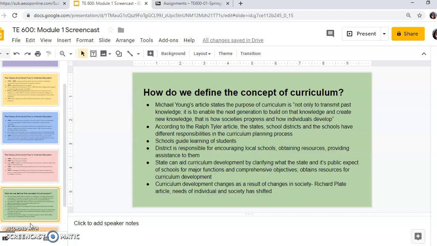Okay, we'll switch focuses now to how we define the concept of curriculum.